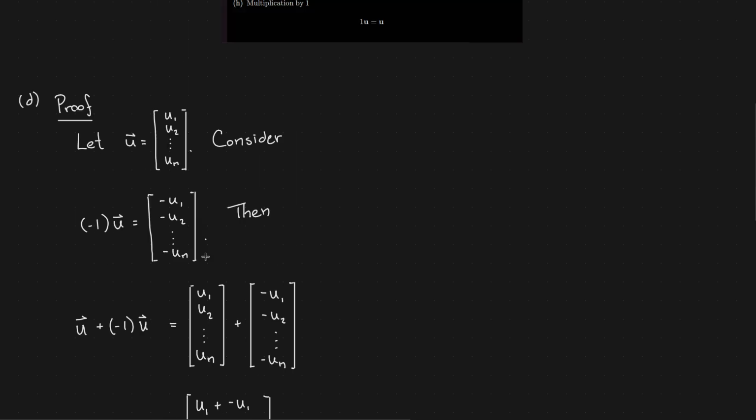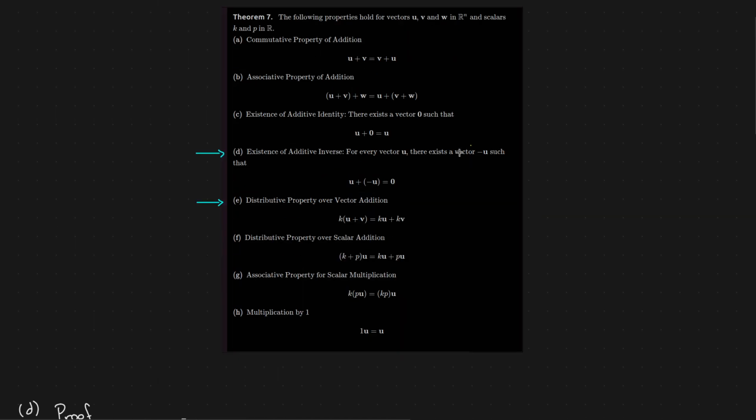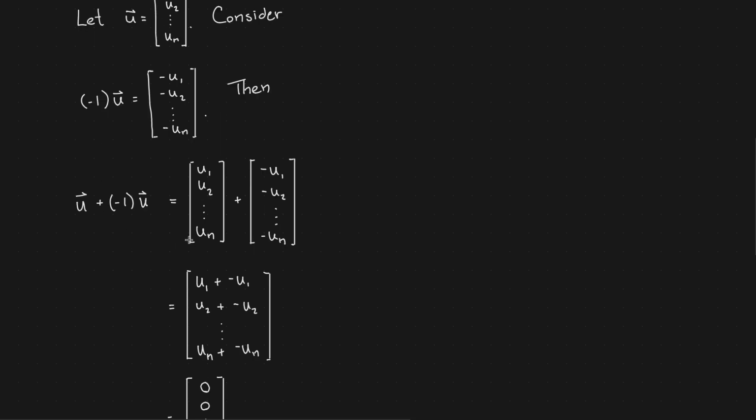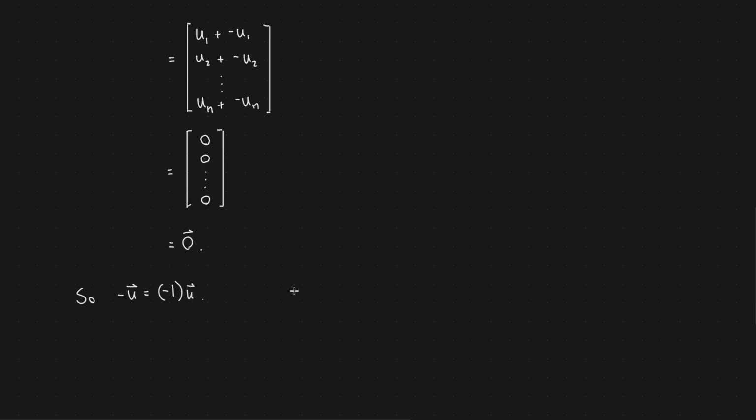But the idea is there exists some vector, and if we called it something other than u here, maybe we called it v, there exists some vector v so that u plus that mysterious vector v gives me 0. I have found that vector. I have shown that if I take my original vector and multiply negative 1 to it and add those two vectors together, I will get the 0 vector. So I've proven my results.